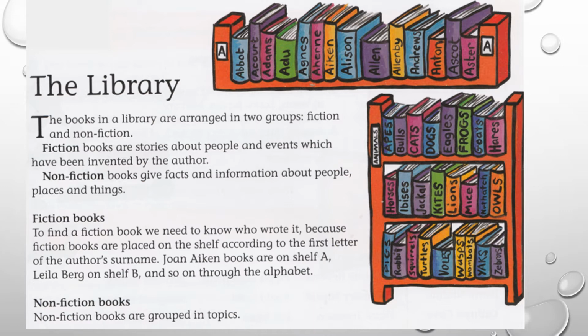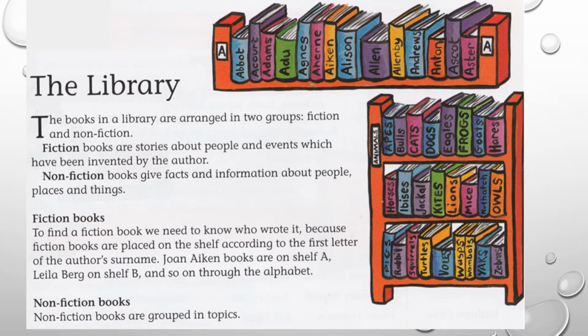The library. The books in the library are arranged in two groups, fiction and non-fiction. Fiction books are stories about people and events which have been invented by the author. Non-fiction books give facts and information about people, places and things.